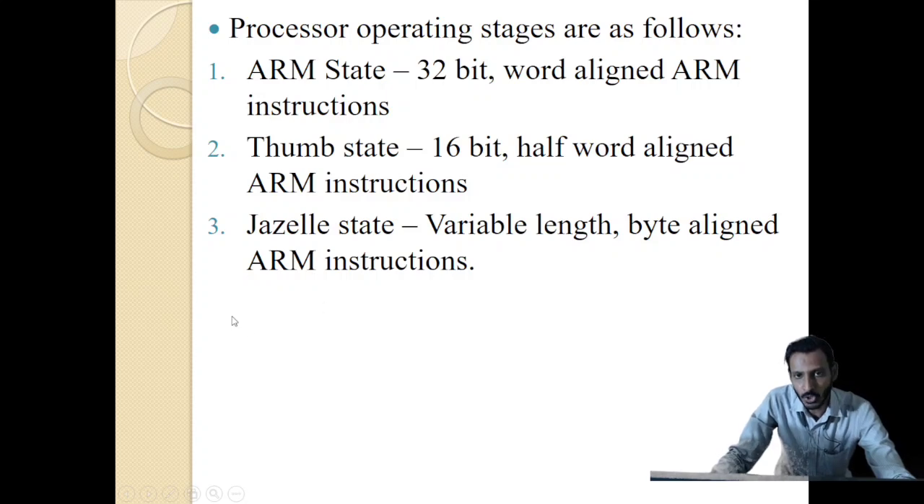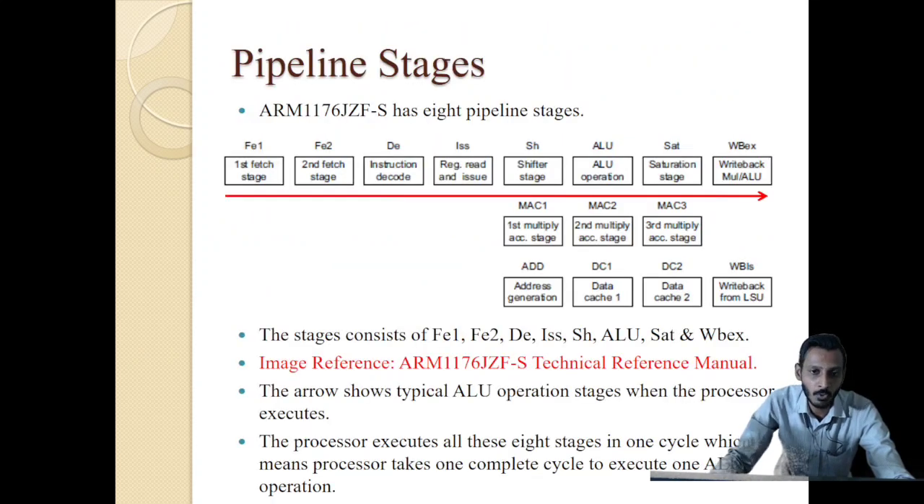Here you can see the processor operating states, which are as follows. It has 3 types of processor operating states. First is the ARM state, which is 32-bit. This 32-bit ARM state is of word aligned ARM instructions. Second is the Thumb state. Thumb state is 16-bit. This 16-bit Thumb state is also called the half word aligned ARM instructions. And third one is the Jazelle state. Jazelle state is actually a variable length byte aligned ARM instruction. So in this Jazelle state you can give a variable size to different types of instructions. So it automatically takes the variable length size and automatically aligns into the respective ARM instructions. On the next slide we can see about the pipeline stages.